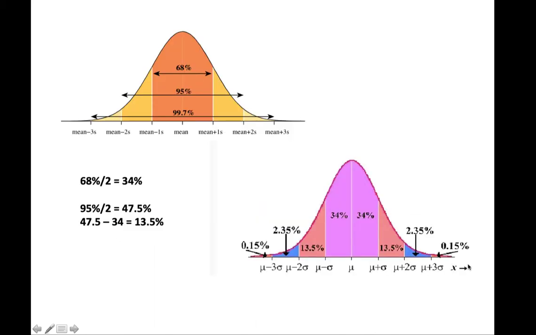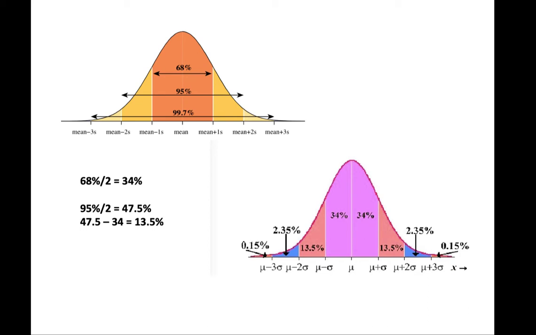I want to break this down a little bit more for you. If we look on both the left and right hand side, because of symmetry, we can take this 68% that's within one standard deviation and cut it in half and say there's 34% on each side within one standard deviation. Going a step further, if there's 95% within two standard deviations, if we take this 95% and cut it in half, there's 47.5% in between two standard deviations of the mean.